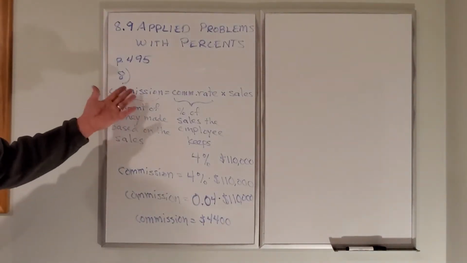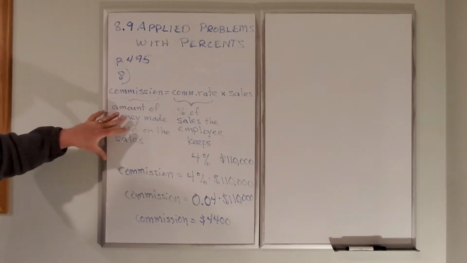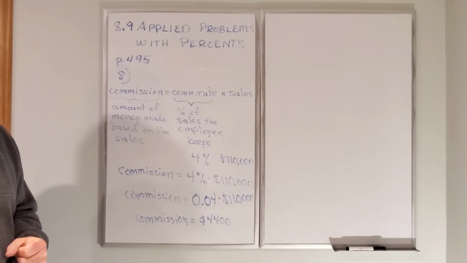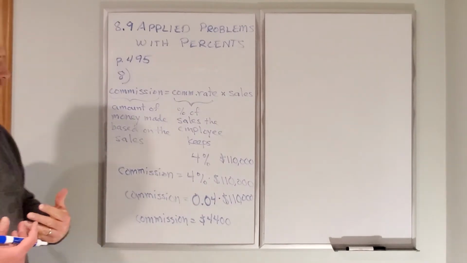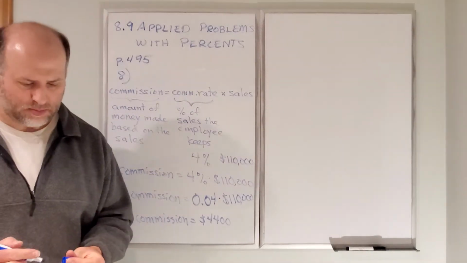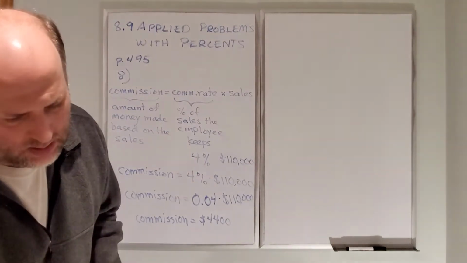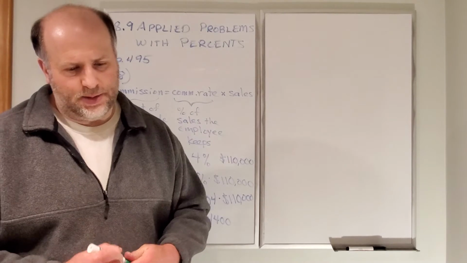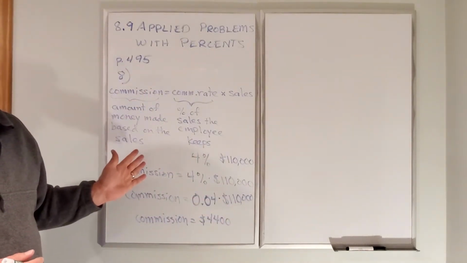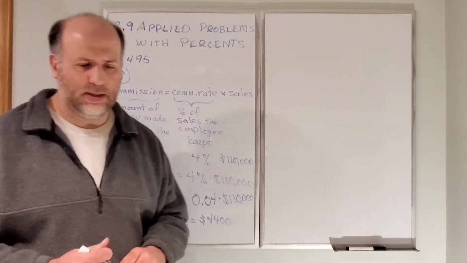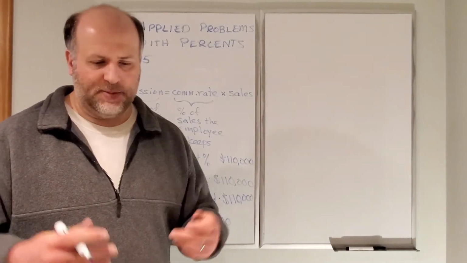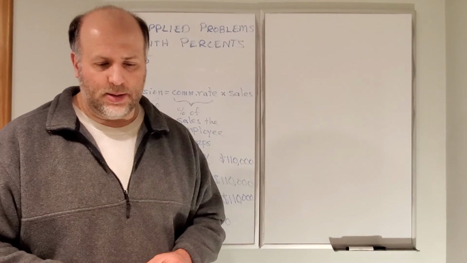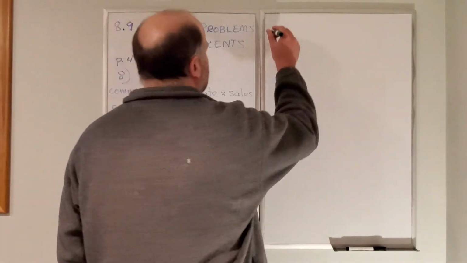So, commission, again, commission is the amount of money you make. It's the commission rate that is 1% of sales you keep. So this is a person paid strictly on commission. Problem 10 deals with someone who is paid part commission and part salary, if you will. So let's do problem 10 on page 495.